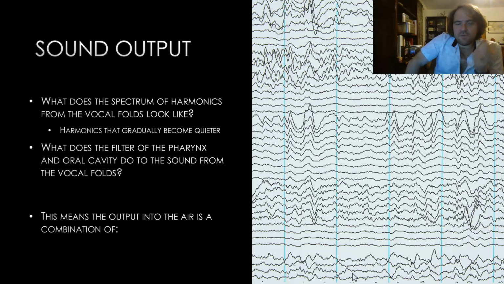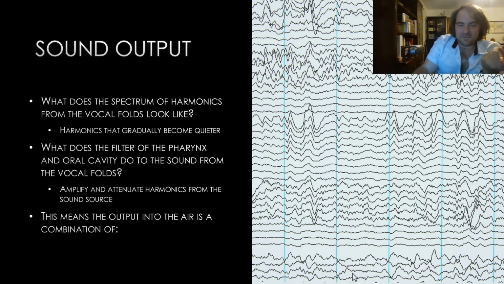What does the filter of the pharynx and oral cavity do to sound from the vocal folds? It changes it. It amplifies and attenuates harmonics from the sound source. So different changes to the tube are going to amplify or dampen different harmonics.